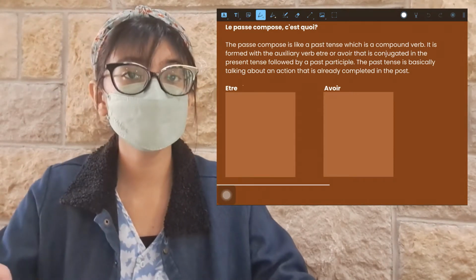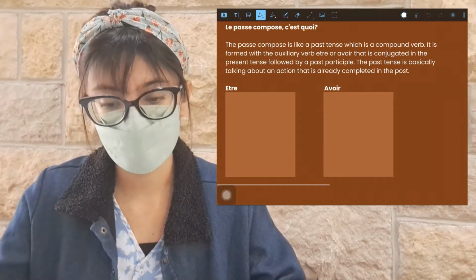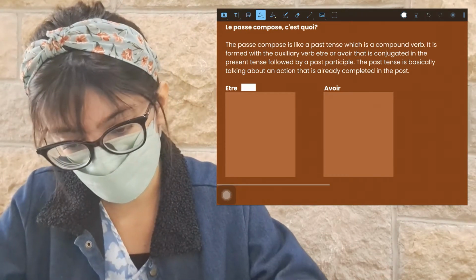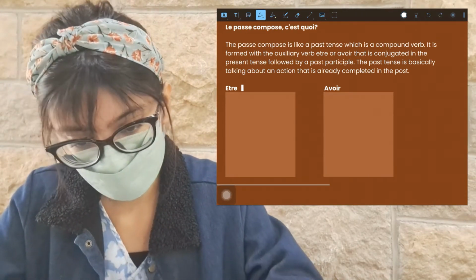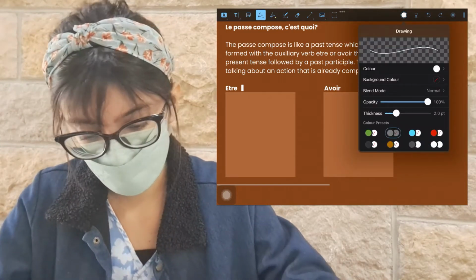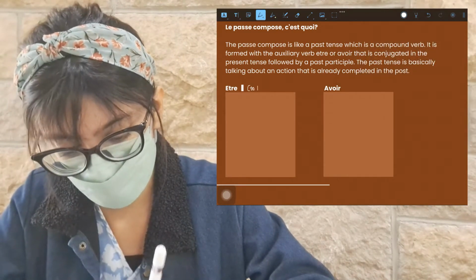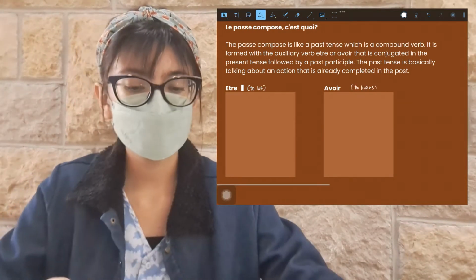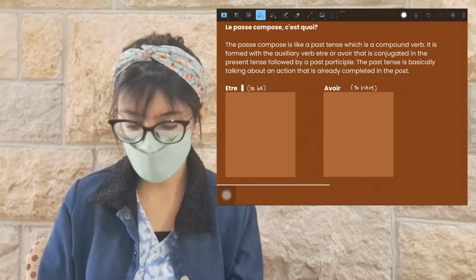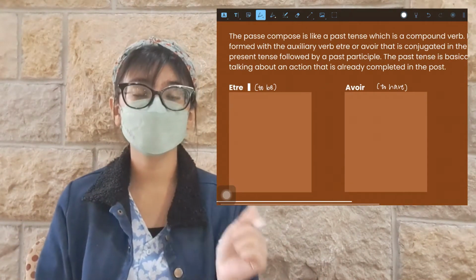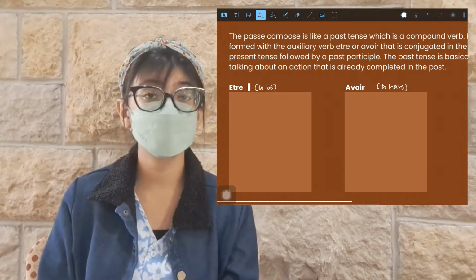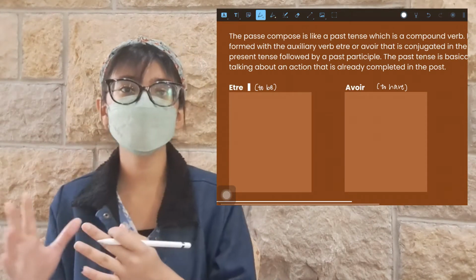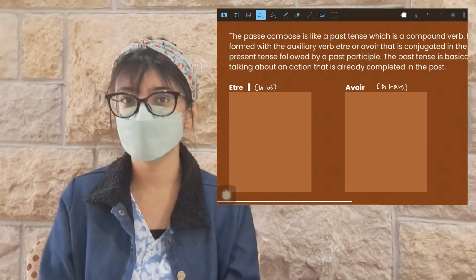So, how do we create the auxiliary verb? For être, you need to understand, first of all, that être is actually "to be". Avoir is actually "to have". Now, after we have the auxiliary verbs, we will talk about which verbs need être and which verbs need avoir. But before that, I want to go through a little bit about the conjugation, because when you're conjugating, it's very important for you to keep certain things in mind.